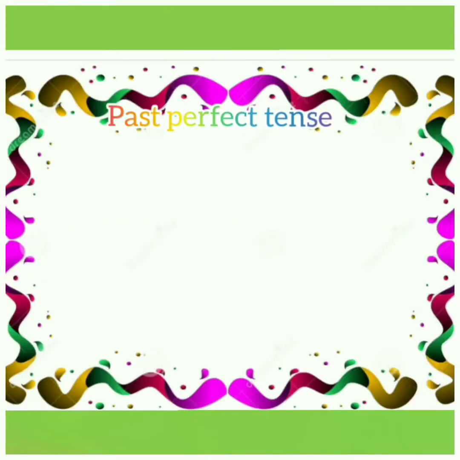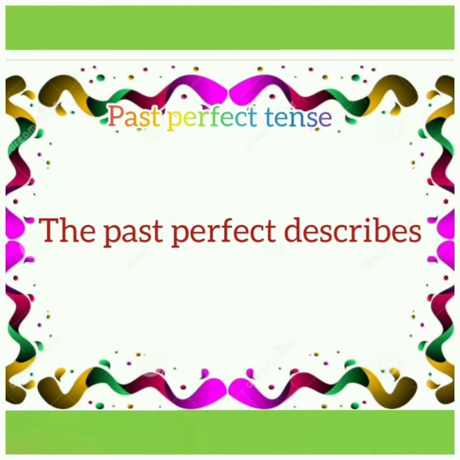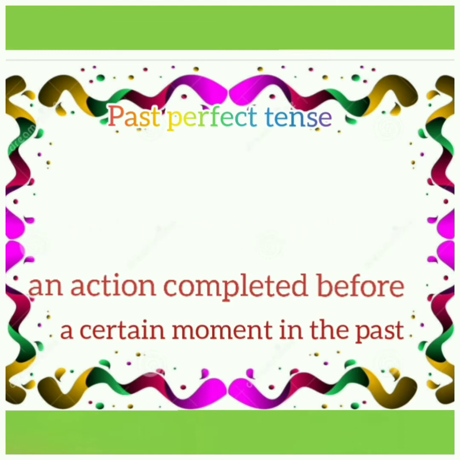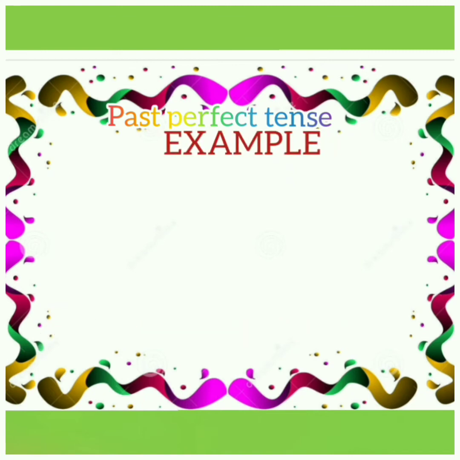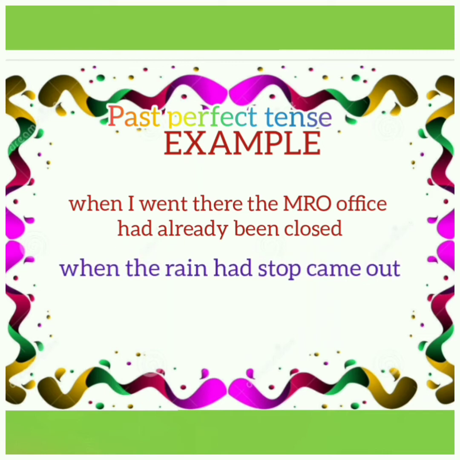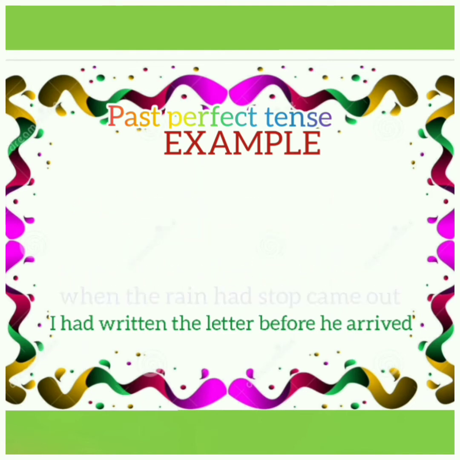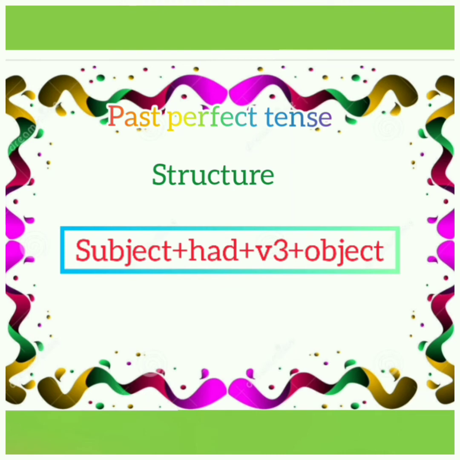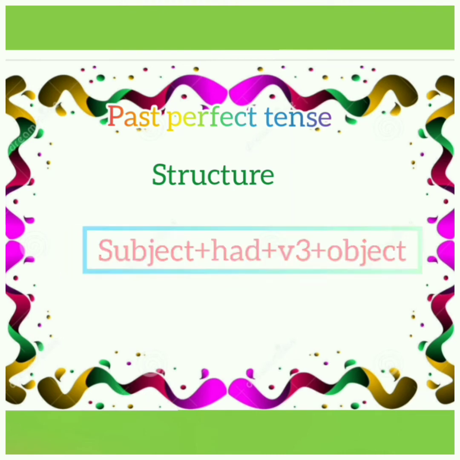Past perfect tense. The past perfect describes an action completed before a certain moment in the past. For example, when I went there, the MRO office had already been closed. When the rain had stopped, we came out. I had written the letter before he arrived. Structure of past perfect tense is subject plus had plus V3 plus object.